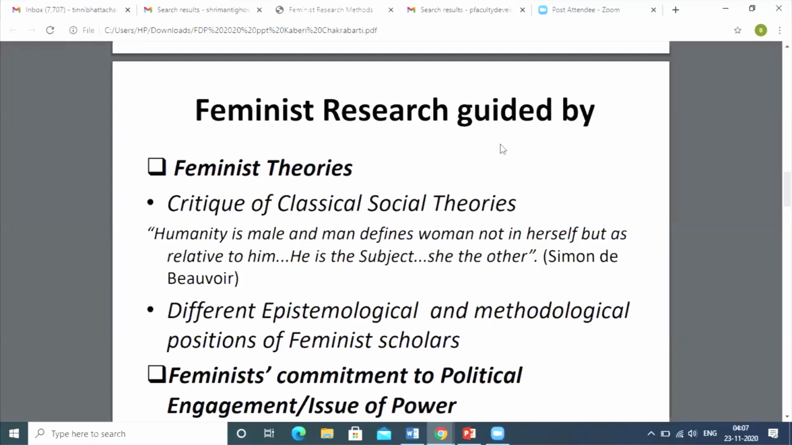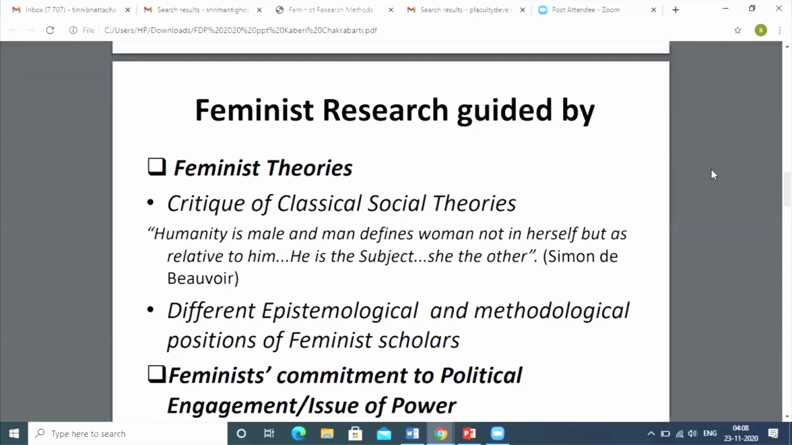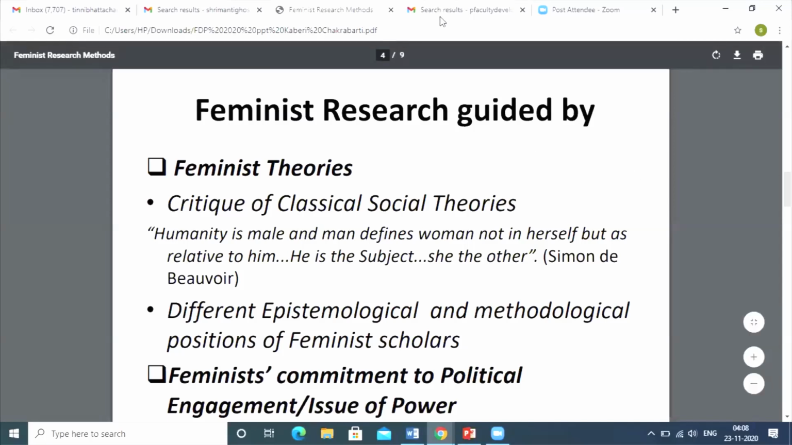Now, here I would like to mention a very interesting quote from Simone de Beauvoir, from her very famous book, The Second Sex. She writes, "Humanity is male, and man defines woman not in herself, but as relative to him. He is the subject, she is the other." So, feminist research actually takes into cognizance this othering of woman in classical social theories, and challenges it in its criticism of positivism, in its criticism of blatant empiricism.